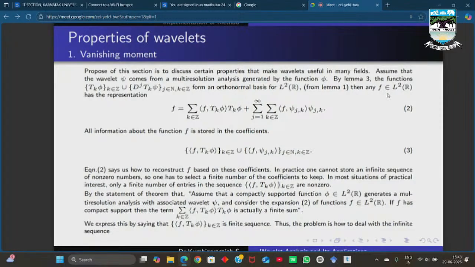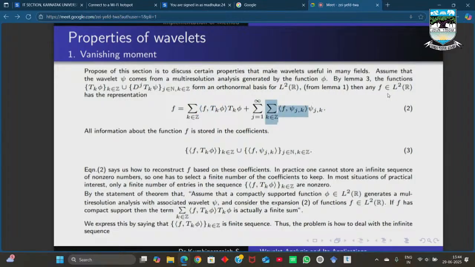And assume any function f belongs to your Hilbert space. Definitely it can be written as a linear combination of basis functions, which are the basis functions of your Hilbert space. So that means f can be written as a linear combination of all those basis functions. That's what is written in equation number 2. Now all the information about f is stored in the coefficients. Where are the coefficients? These are the coefficients.